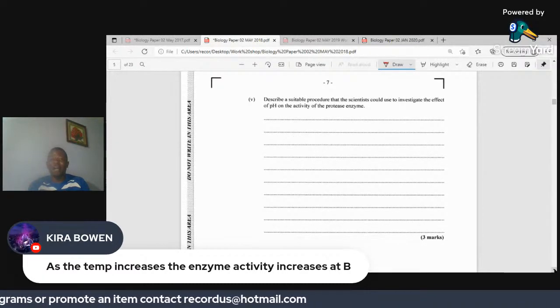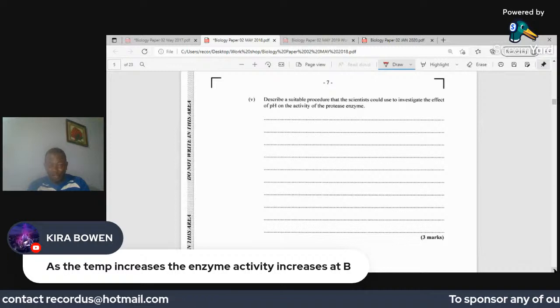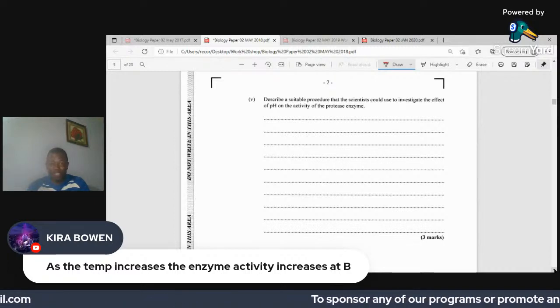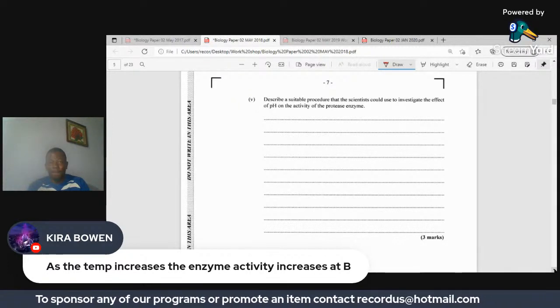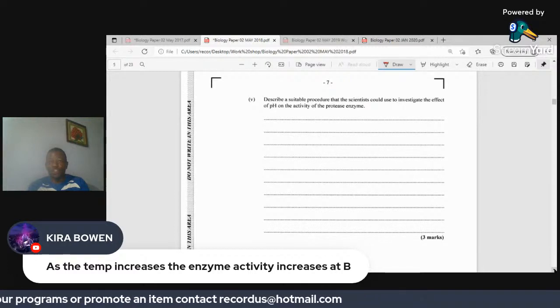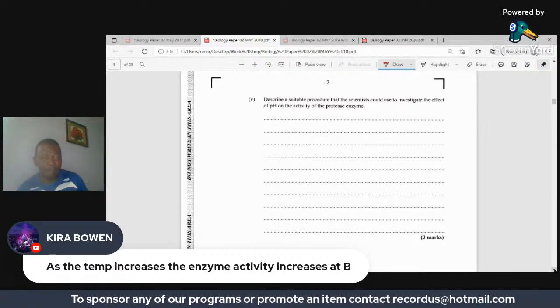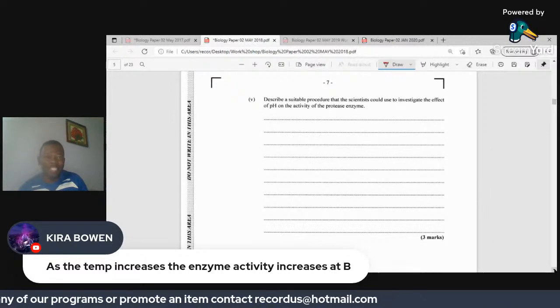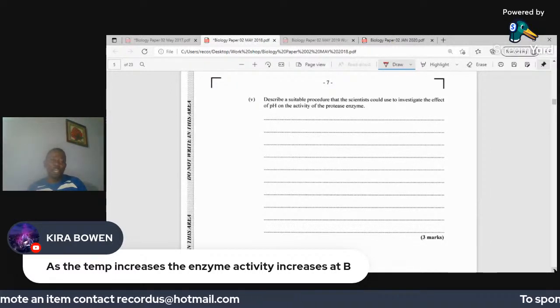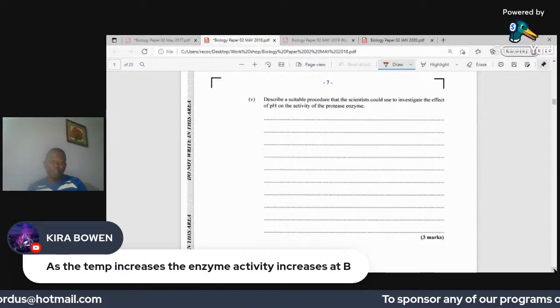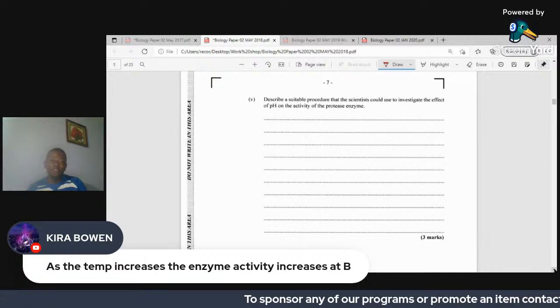But look at this. This particular question, now I remember, is a repeat of the 2016 paper. Describe a suitable procedure that the scientists could use to investigate the effect of pH on the activity of the protease enzyme. So now you are supposed to write a procedure. So writing the procedure, you have something already. How will the scientists modify that procedure? Or what would you do if you are supposed to test here for the effects of pH?